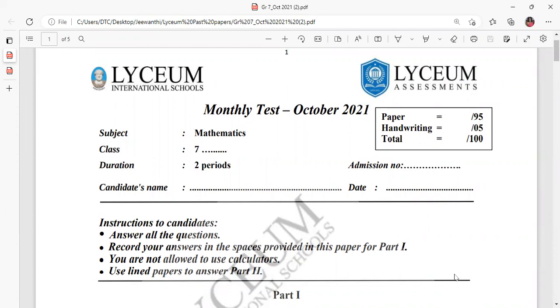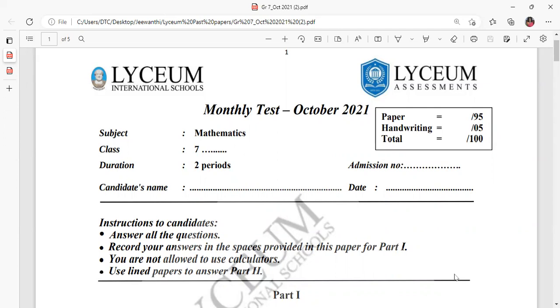Now you can see on top of the paper, they have mentioned monthly test October 2021 and the subject. The class you want to fill in: 7A, 7B, 7C. Likewise, you want to fill in the duration. The time duration they have allocated for this paper is 2 periods. Then you want to write your name, the admission number and the date.